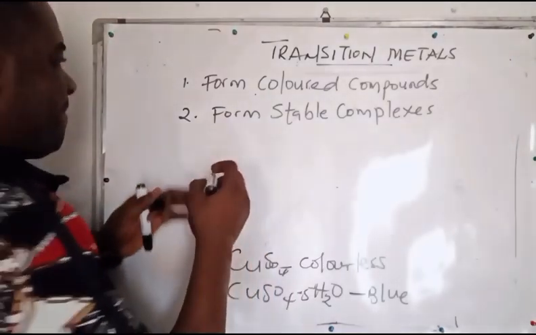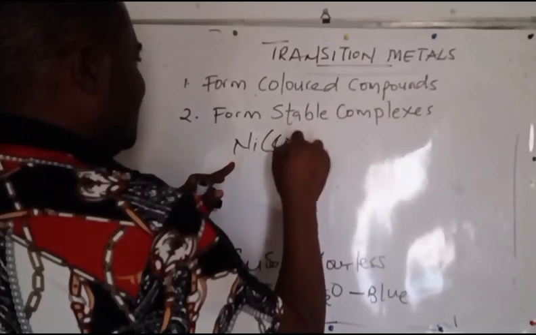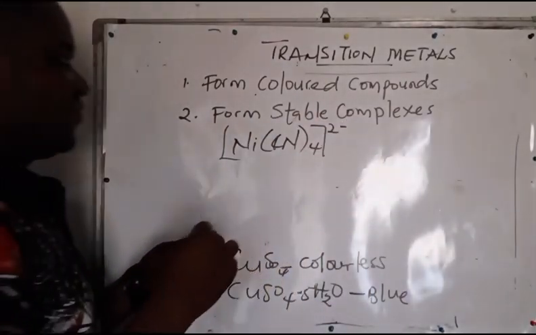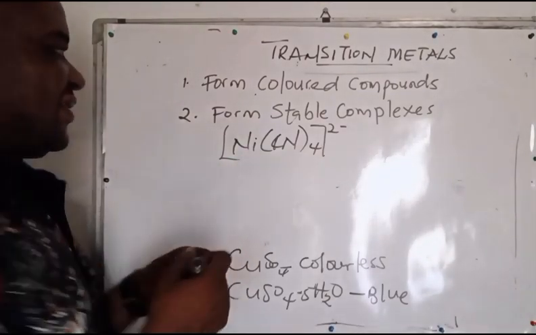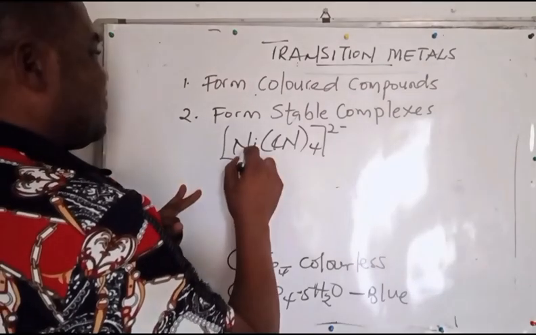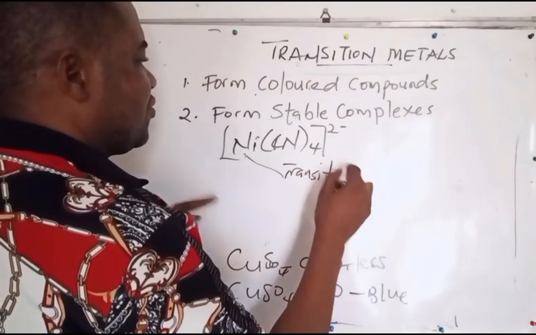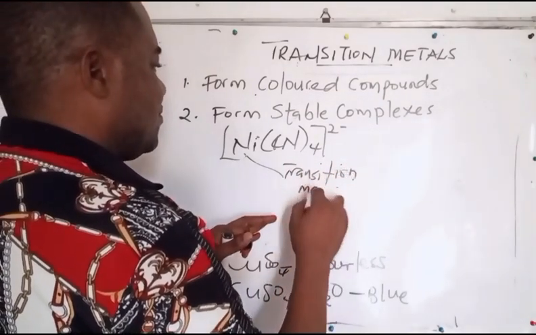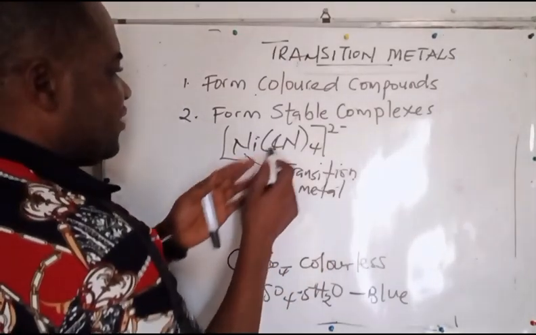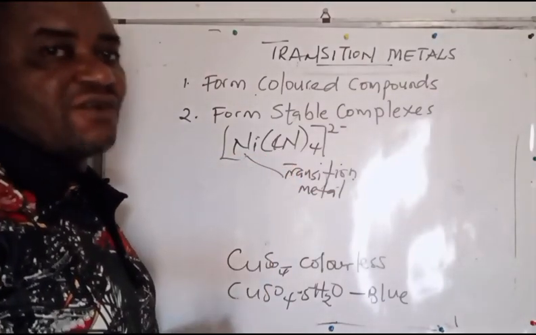Now take for example this compound. This is nickel, this is cyanide, 4, 2-. Do you know that this is a complex? In this complex, nickel is the transition metal. So here, nickel behaves as a central metal ion. It drags the cyanide, which is a ligand, to itself and bonds to it very strongly.